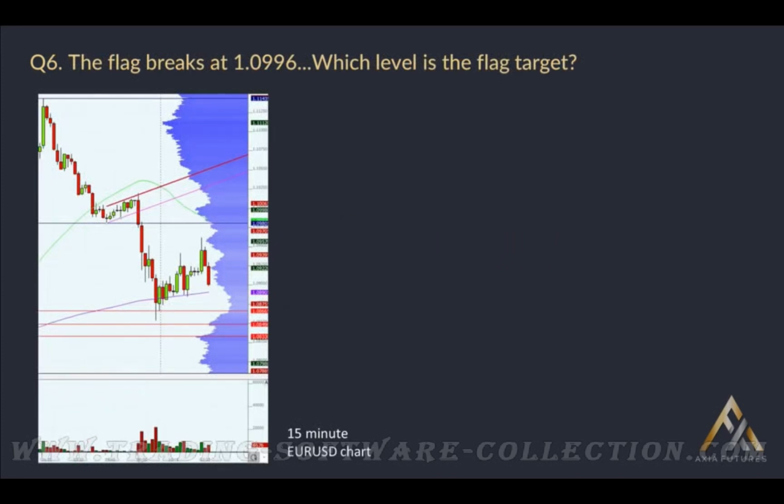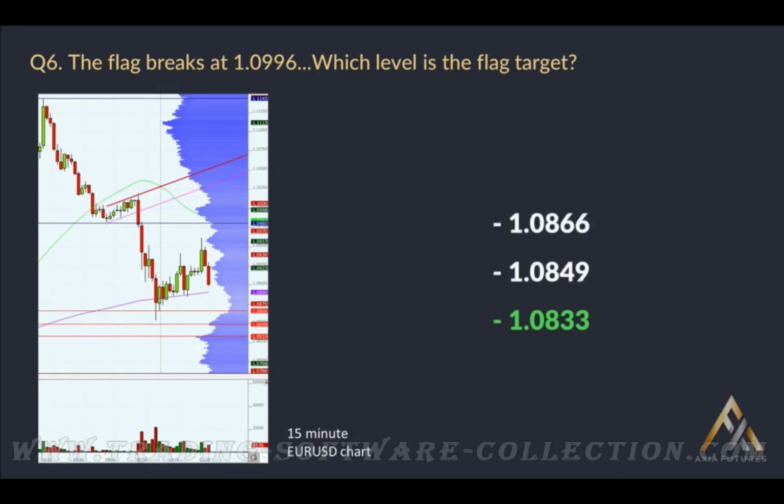Question 6, these were some of the chart questions. So we've got a 15-minute Euro Dollar chart here. The flag breaks at 1.0996. Which level is the flag target? Those three red levels lower down.